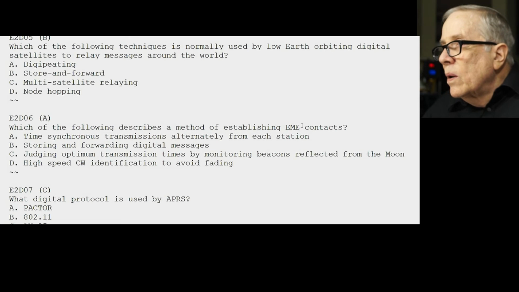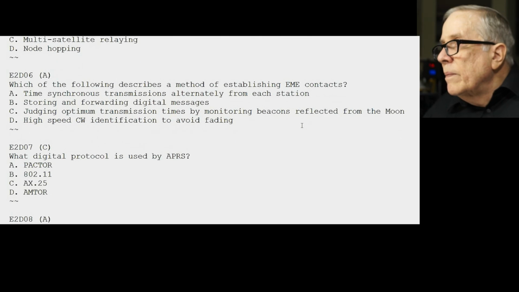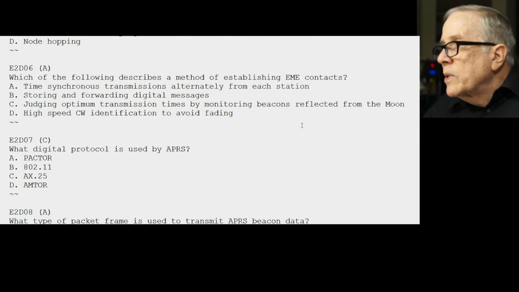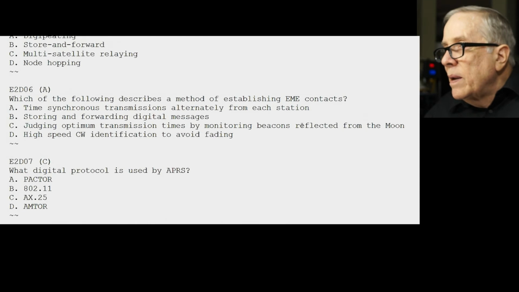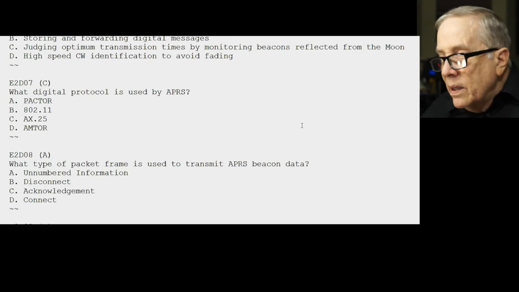E2D06, which of the following describes a method of establishing an Earth-Moon-Earth EME contact? And the answer is A, synchronous transmissions alternating from each station. E2D07, what is the digital protocol used by APRS? And the answer is AX.25.